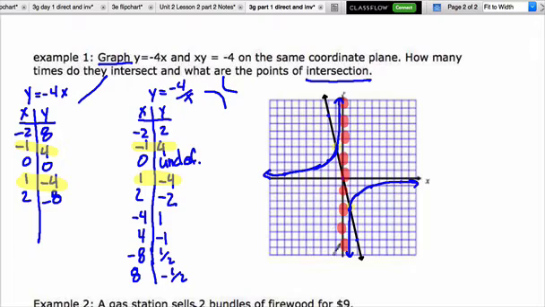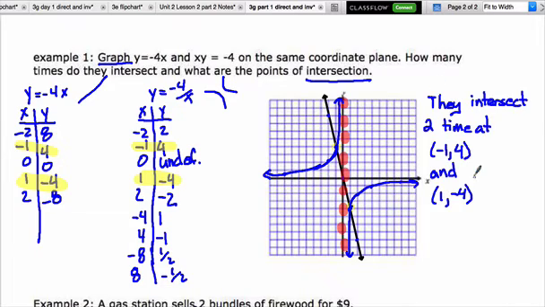So you don't need, like I said before, you don't need to draw in your asymptote. I just wanted you guys to see it. But here's where it intersects. And so let's make sure we answer the question. How many times do they intersect and what are the points of intersection? So, they intersect two times at (-1, 4) and (1, -4).